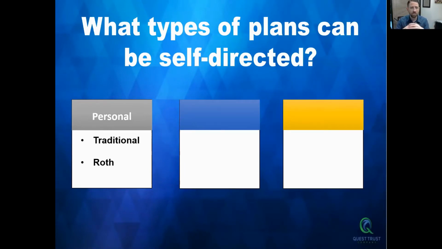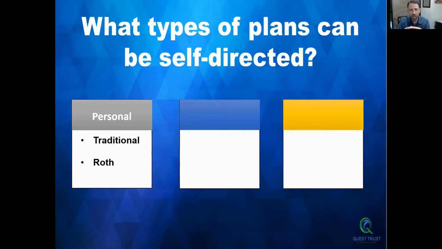So real fast, let's talk about what types of plans people normally have as a retirement account and why we like to call them self-directed. The first thing we always like to think of is personal plans. These are plans that an individual sets up, right? This is a traditional IRA or Roth IRA, and this is something I set up or my spouse sets up, or maybe I might set one of these up for my kids. Now, if we look across the board at all of the accounts we have at Quest, the majority of our investments happen inside that traditional IRA.